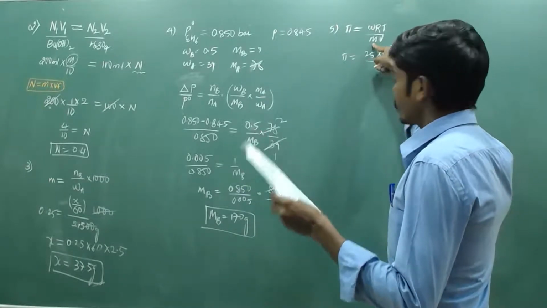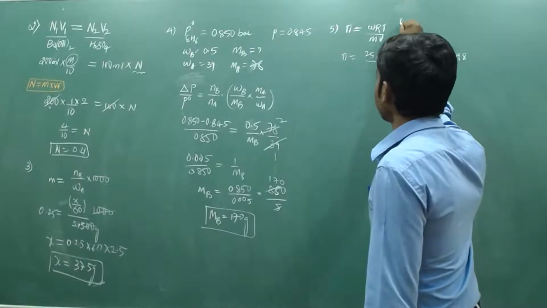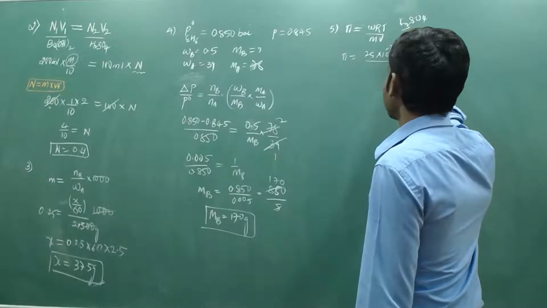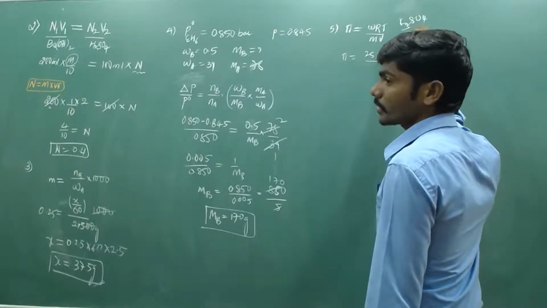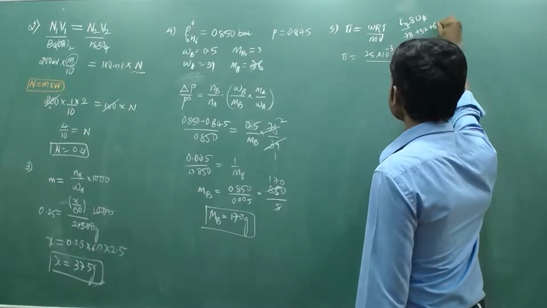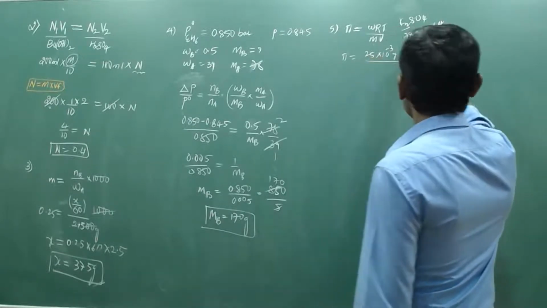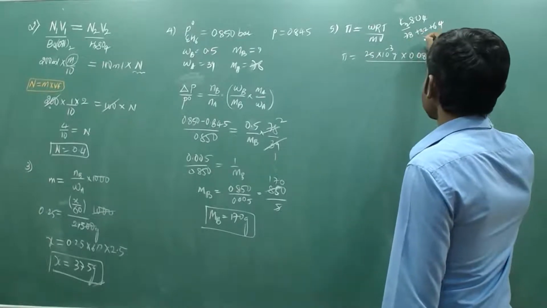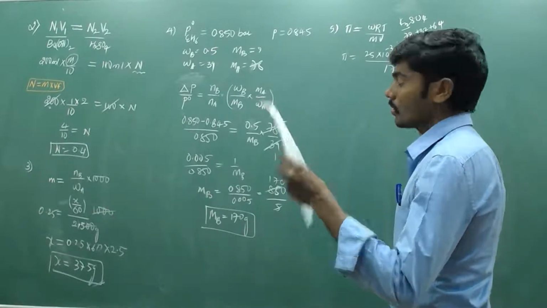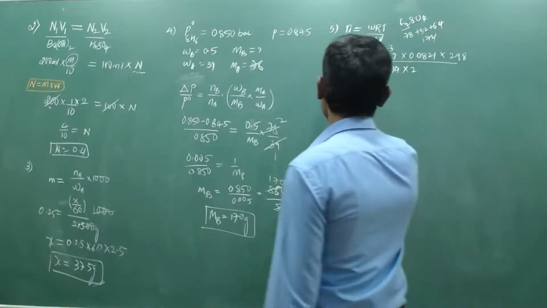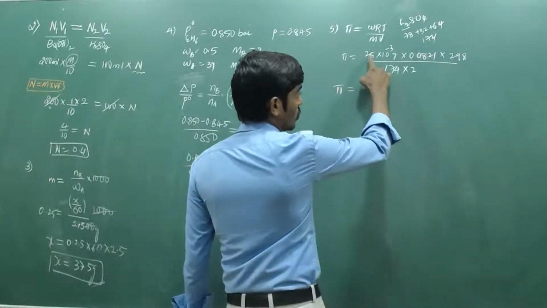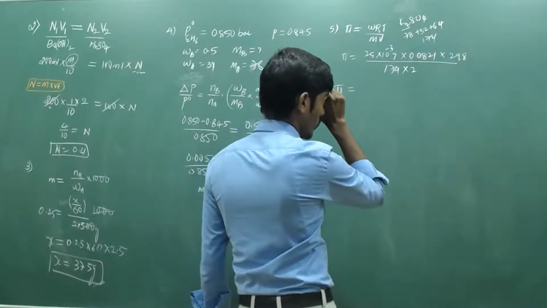Here it is K2SO4, potassium sulfate. 39 into 2 is 78, plus 32 plus 64, the molar mass is 174. 174 into volume. Volume is 2 liters. Let's simplify and find the value. Pi is equal to, yes, simplify this and find the value.